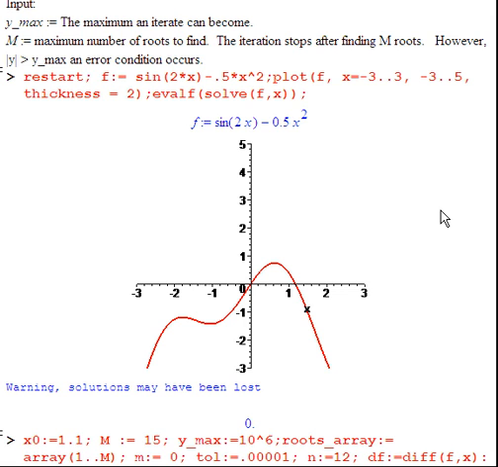This is the function. It seems to have two roots, one at about 0 and the other at about 1.2. I asked Maple to solve the equation right there, and it was unable to. As you can see down here, it's only found the root at 0, but it didn't find this other one. Let's see what the Newton method can do.